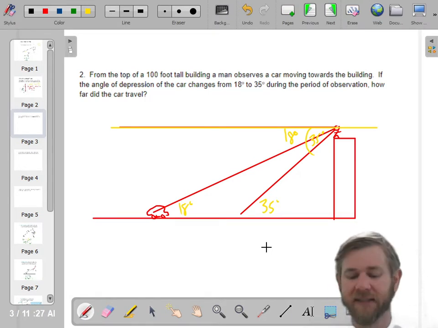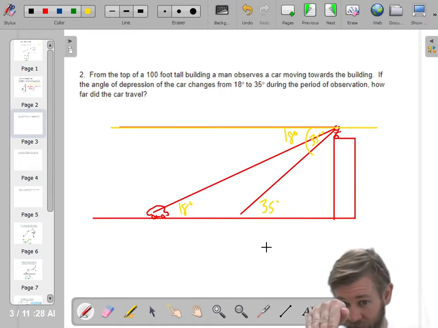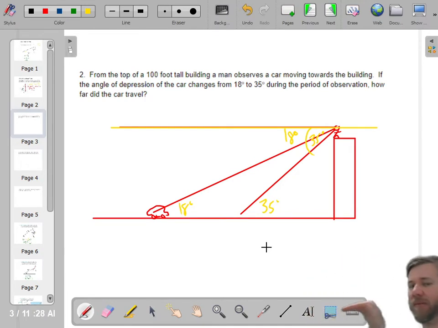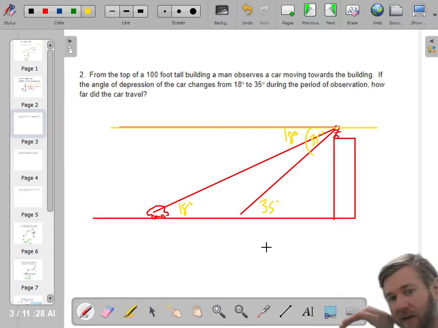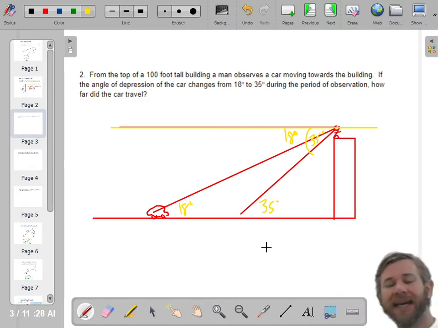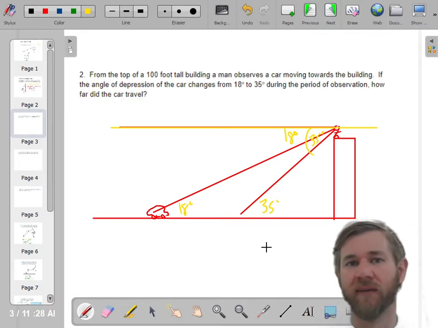Another way of thinking about this is if you're looking out from the top and you look down, I think it makes sense that if somebody is on the ground looking out, they have to look up at the same angle that you have to look down. So when you look at the angle of depression, that's also the angle of elevation for whatever's on the ground.